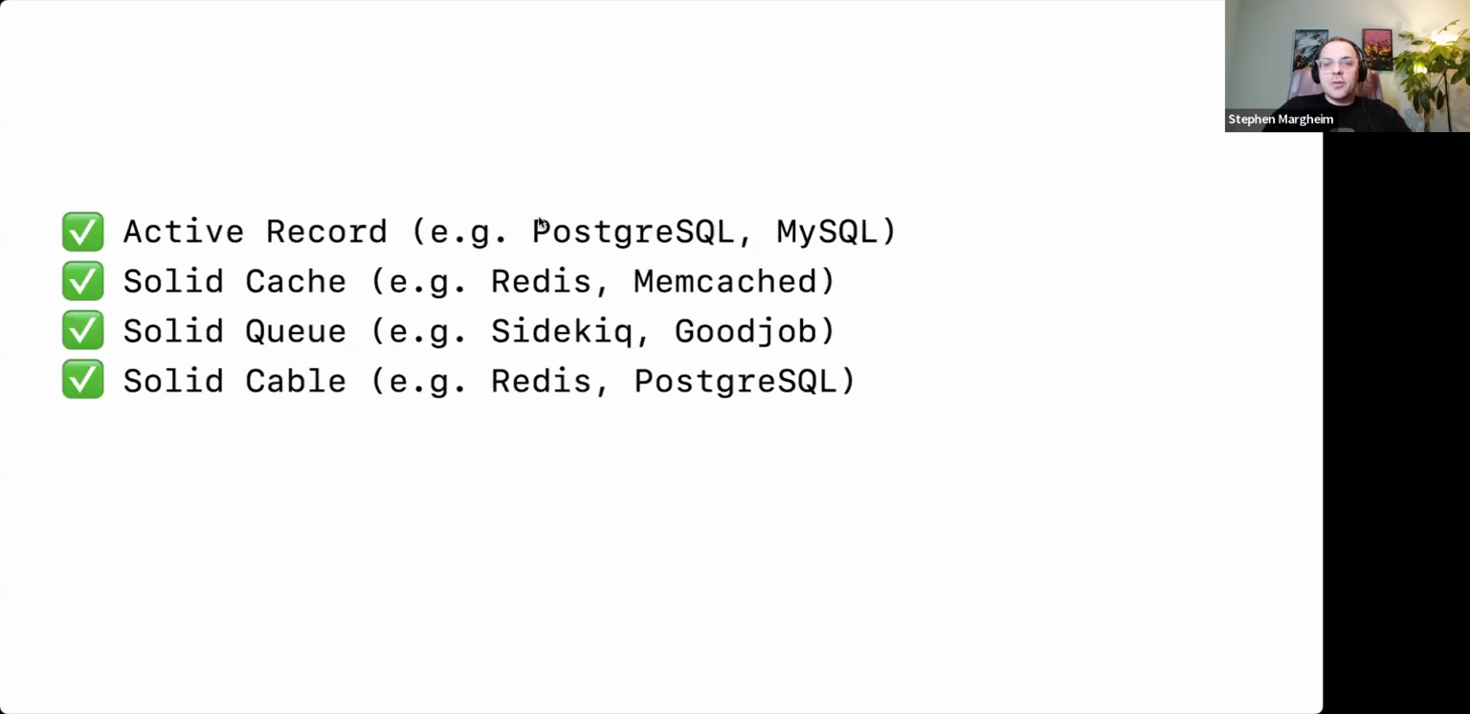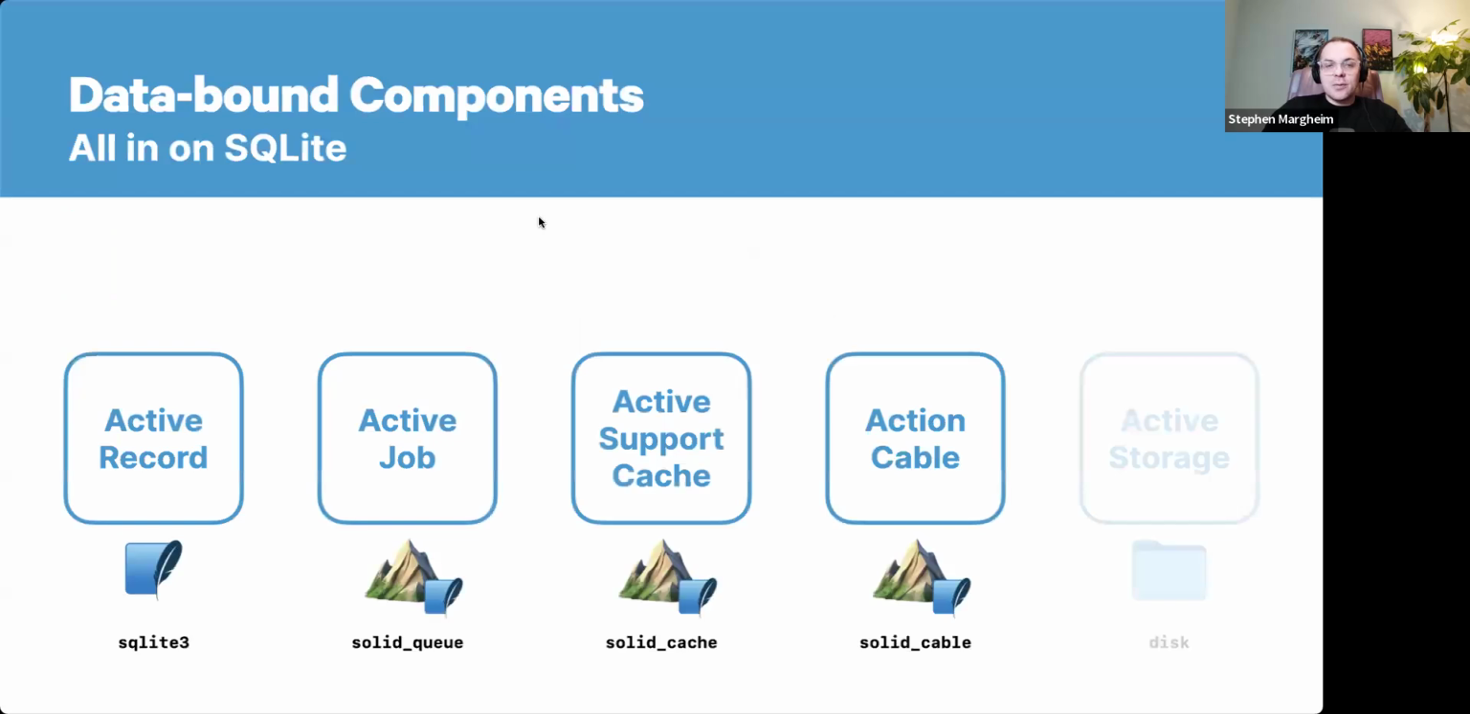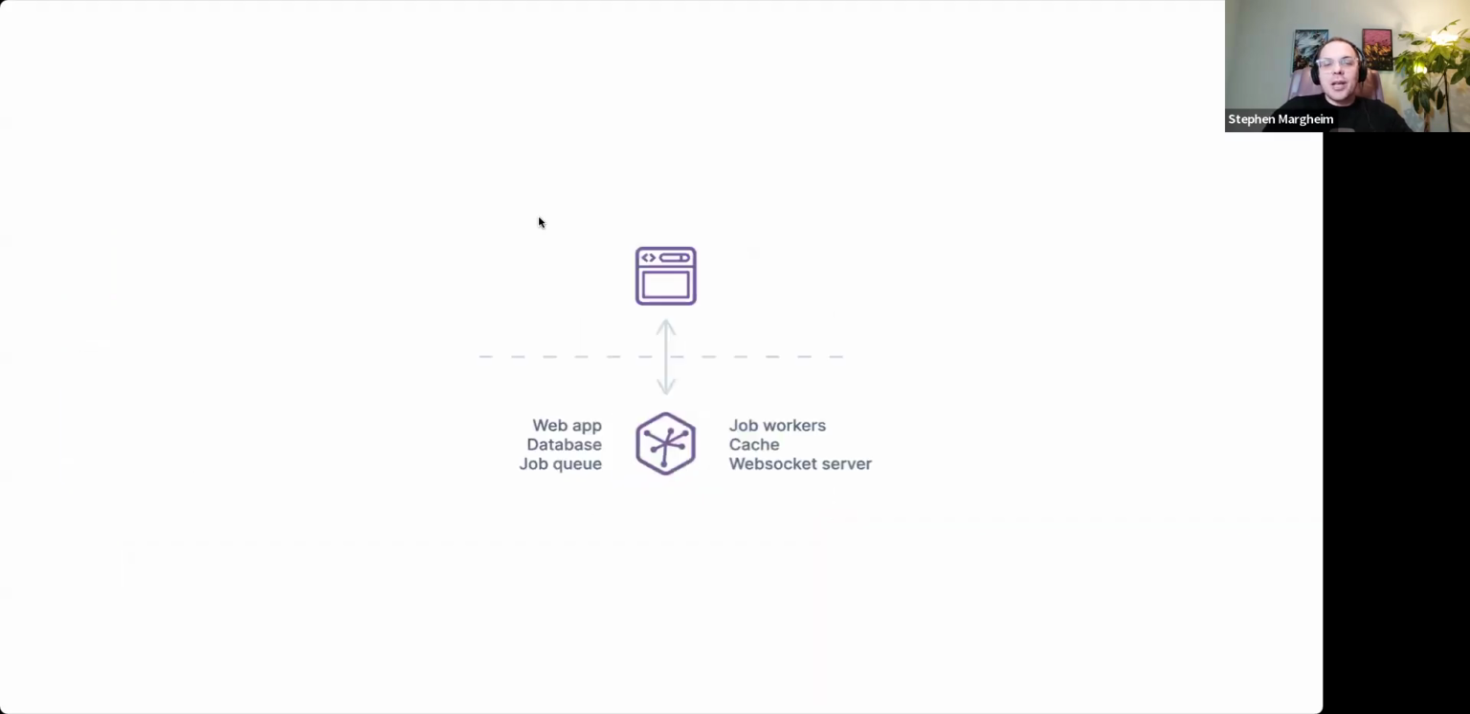Right? So the picture for the data-bound components of Rails in Rails 8 is notably different. You can go all in on SQLite and back 4 out of the 5 data-bound components of Rails with SQLite, and you won't have any compromises on performance or on features. And for me, this is really exciting because this unlocks this application architecture, which is one of my absolute favorite things, if I'm being honest.